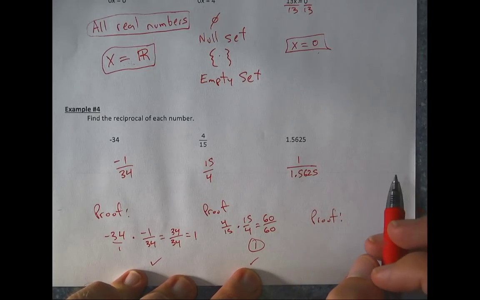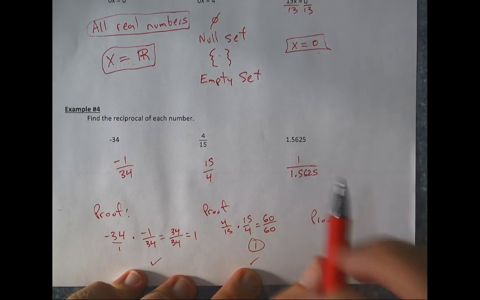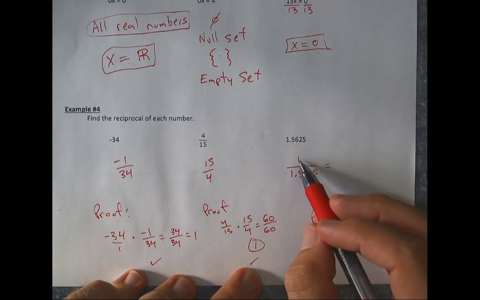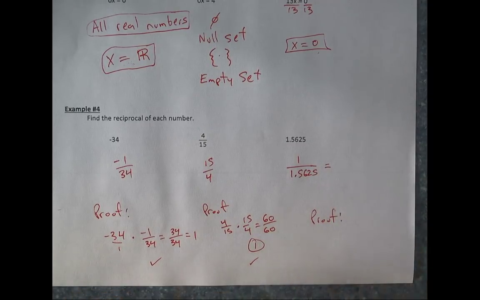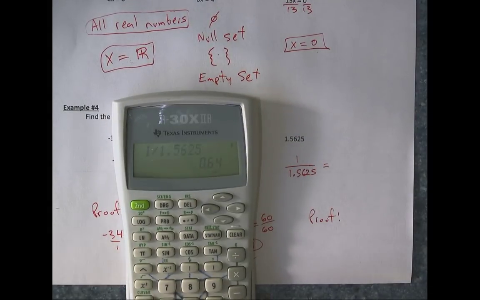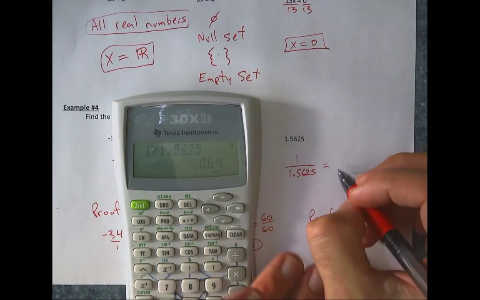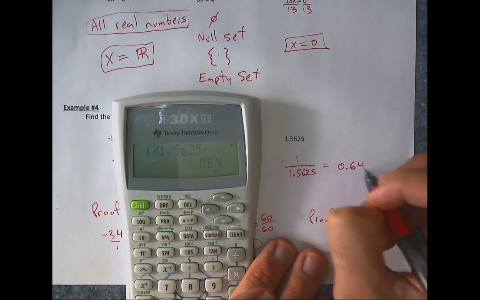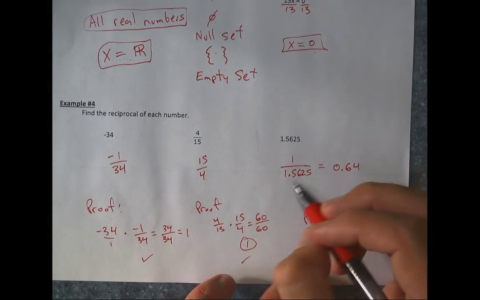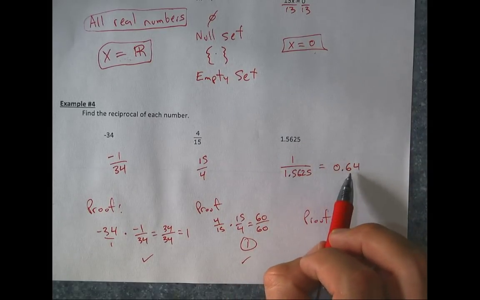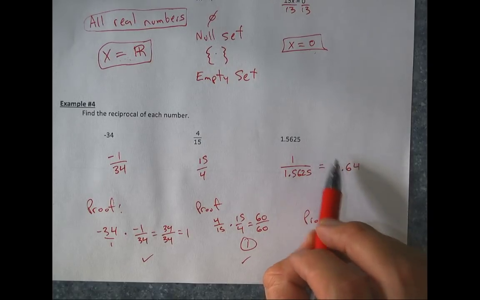Now, what if I want to test this out for my proof? Of course, you're going to use a calculator. But how do I plug this into my calculator? Well, let's turn this into its own little decimal. Okay, so 1 divided by 1.5625. If you plug that in your calculator, 1 divided by 1.5625, you get 0.64. So the reciprocal of 1.5625 can be represented by this fraction, but that's equal to 0.64.